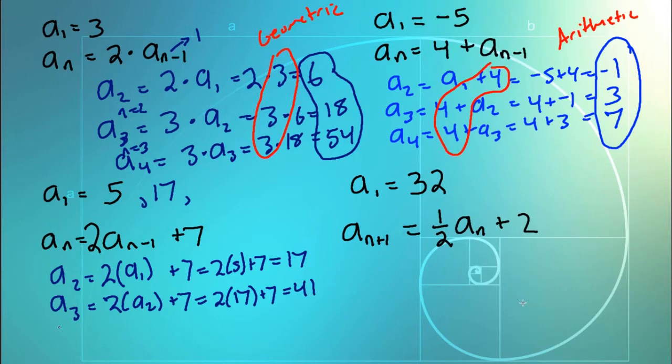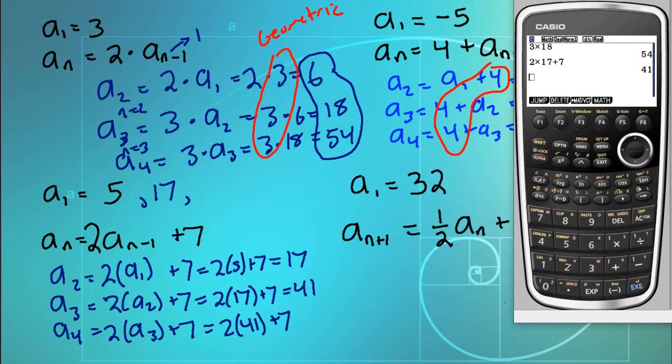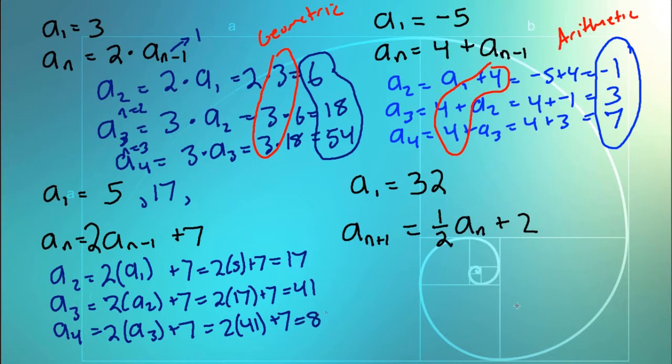And now my fourth term would be the third term times 2 plus 7. So 2 times the fourth term, that's 41, plus 7, get 89. So I have 41, 89, and is this arithmetic? Is it adding the same thing multiple times? So if we have plus 12, and then this is obviously not plus 12, so obviously not arithmetic.